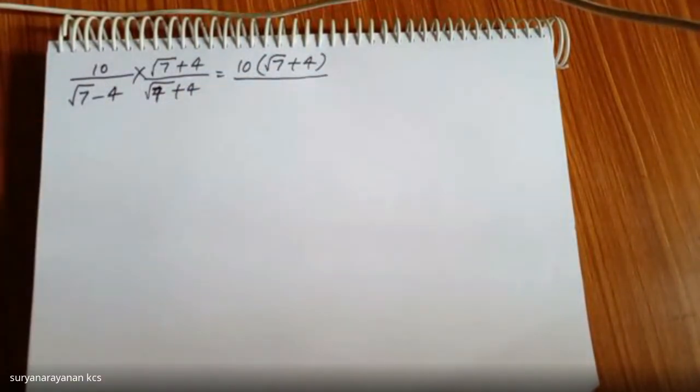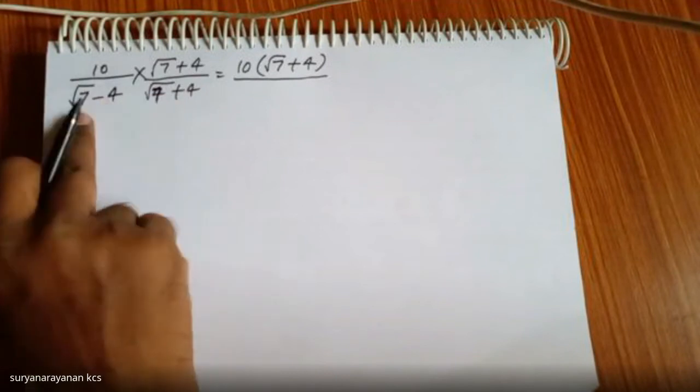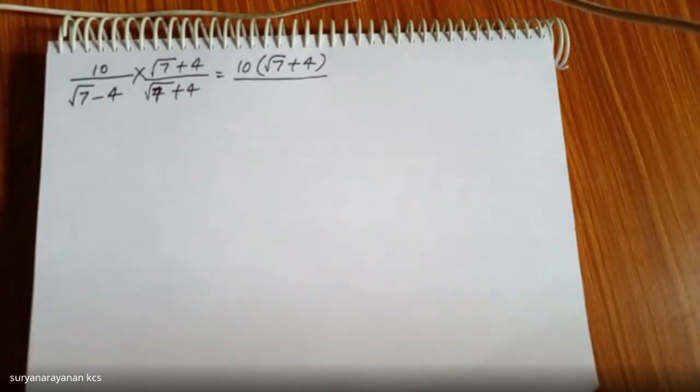In the denominator, if you multiply the denominator by its rationalizing factor, in almost all cases you get the form a plus b into a minus b. You have to apply that algebraic identity. What is the algebraic identity for a plus b into a minus b? Can you tell me? All are sitting silently. Except Bibina, nobody is responding.